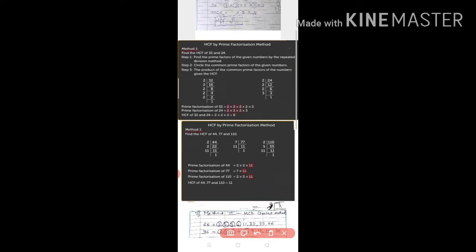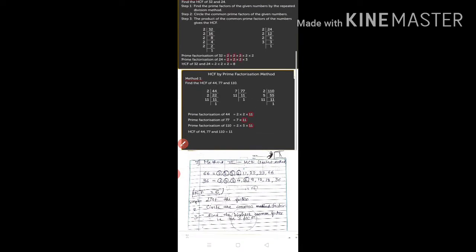The same way, what if you have three numbers and you have to find the HCF? Find the factors of all three: 44, 77 and 110. You will do it over here and you will get the HCF.